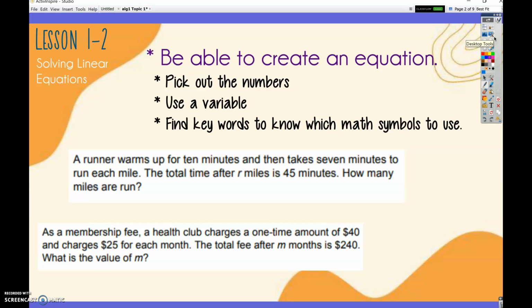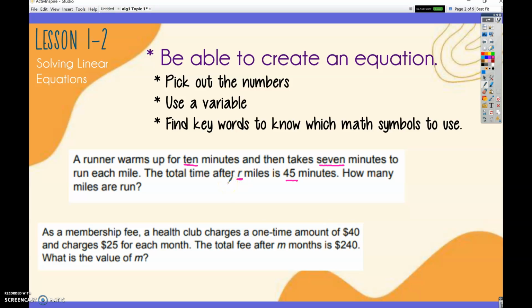Here you are asked to be able to create an equation. Generally, you're given some sort of story problem with information and asked to create an equation that will help you solve it and find the answer. A few hints might be, pick out the numbers. Look for numbers that they've given you and note that you'll likely use most of them in your equation. Also, create or use the variable they're giving you.